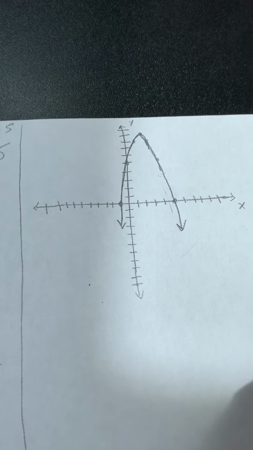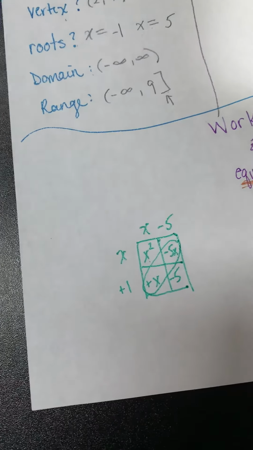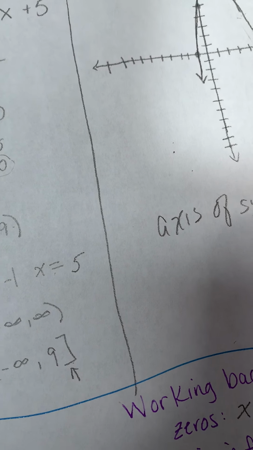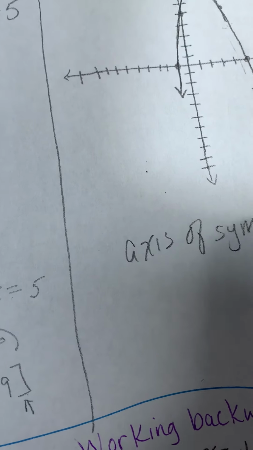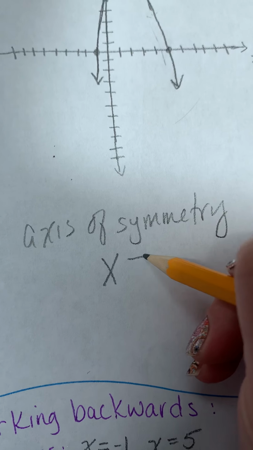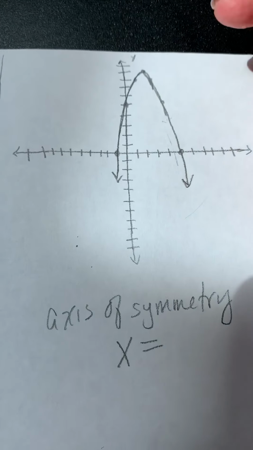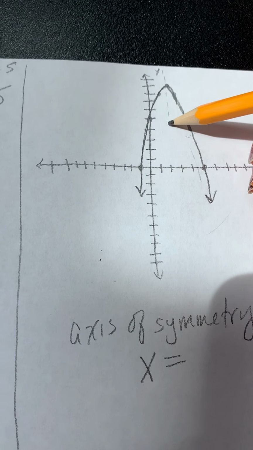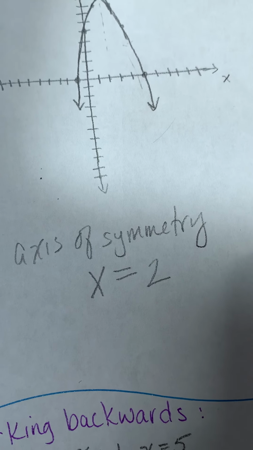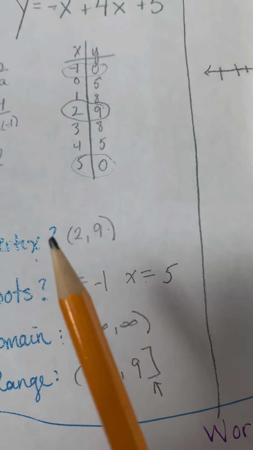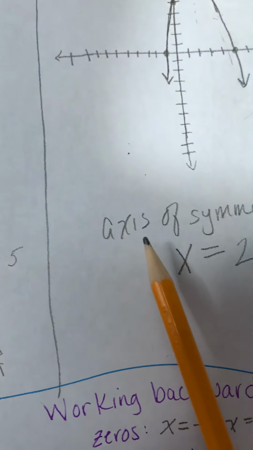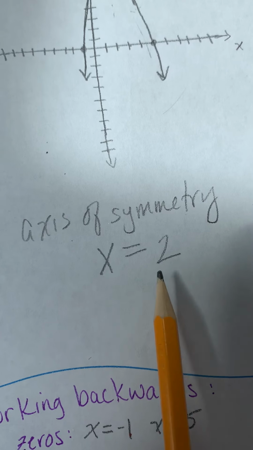Last thing, if it asks you for the axis of symmetry, that is always a vertical line. It is always x equals, and it's whatever number is right here. We ended up finding that earlier because we used it to graph. So it's x equals 2 is our axis of symmetry. Let's be real clear. Vertex and turning point, that's a point. Axis of symmetry, that's a line.